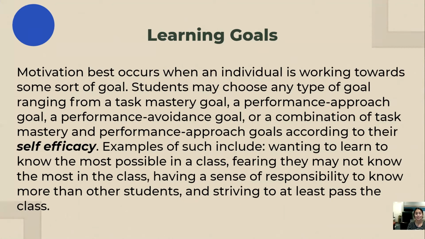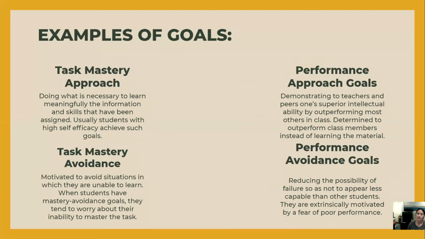affects our motivation, and our motivation best occurs when an individual is working towards some sort of goal. So these learning goals are of different types. There's a task mastery goal, a performance approach goal, a performance avoidance goal, or a combination of task mastery and performance approach, and these will differ depending on the student's self-efficacy. Some examples of these goals: task mastery approach is doing what is necessary to learn meaningfully the information you want to know. Task mastery avoidance is being motivated to avoid situations in which you are unable to learn.